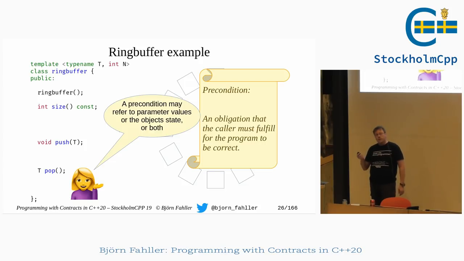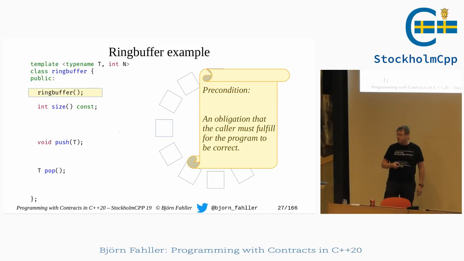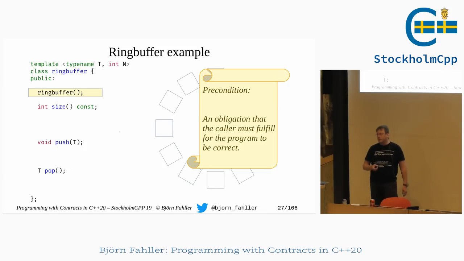So let's go through them. The default constructor: what preconditions can we think about for a default constructor? Any suggestions? Available memory. As a precondition? No. Available memory, yeah. I would say no, not available memory, but you could have that as a precondition, yeah. Positive number for n. That is not a precondition for the constructor of the ring buffer, because you cannot instantiate the type with a negative number, shouldn't be able to.